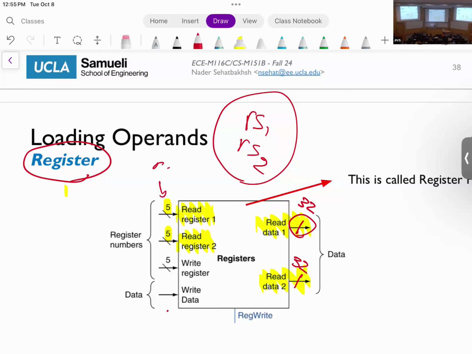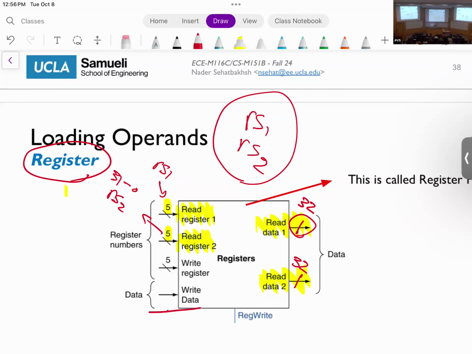So I'm going to provide these 2 values here. This is RS1. This is a number between 0 and 31. This is RS2. This is a number between, again, 0 and 31. And then I'm going to read the corresponding registers after some delay. Remember, this is also a flip-flop, so it takes some time for me to read.